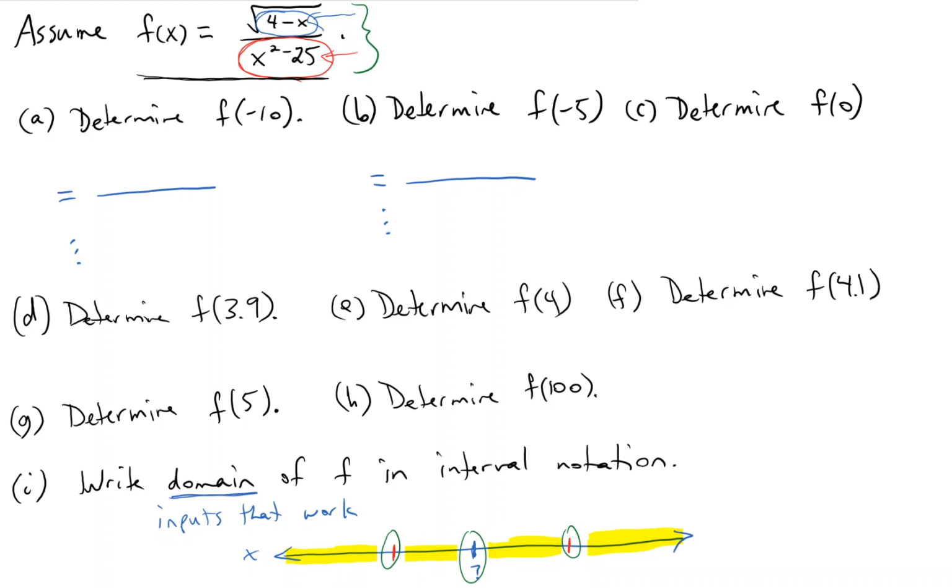Okay, finally, convert your number line chart to interval notation. Remember, use brackets when an endpoint of a shaded region is included, and use parentheses when the endpoint is not included. So pause while you write your interval notation.